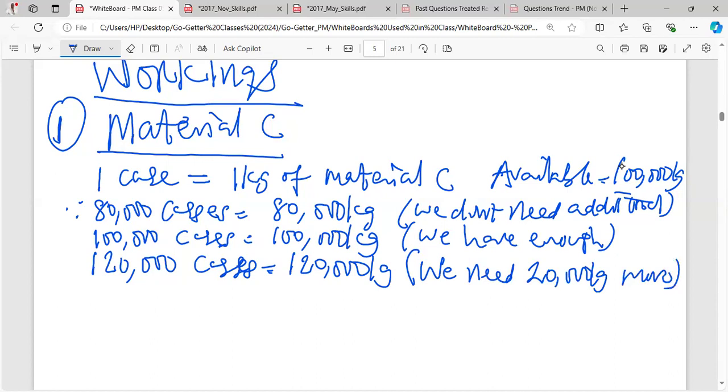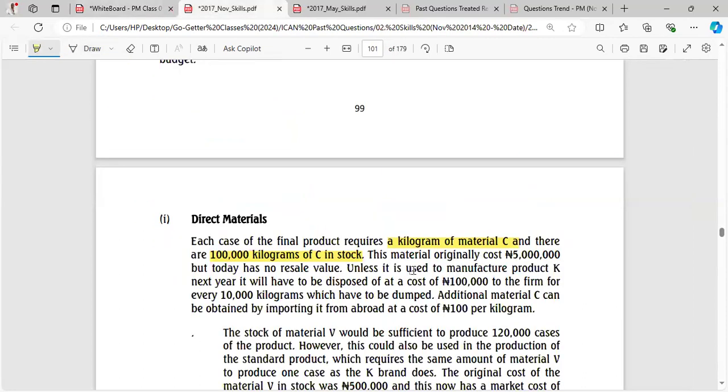So now you're getting the whole thing. Relevant costing is entering this now. The material originally cost 5 million naira, but today it has no resale value. The original cost of the product was 5 million naira. That is past cost. We don't need it, it is no value to us. But when they say "but today," that means it's relevant.